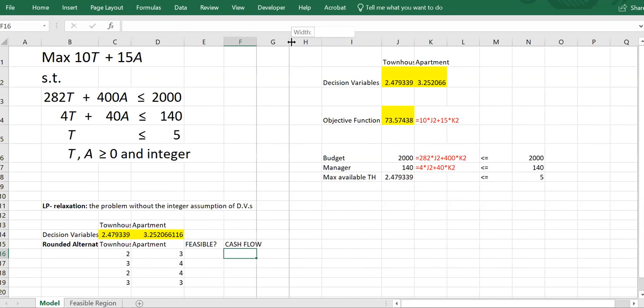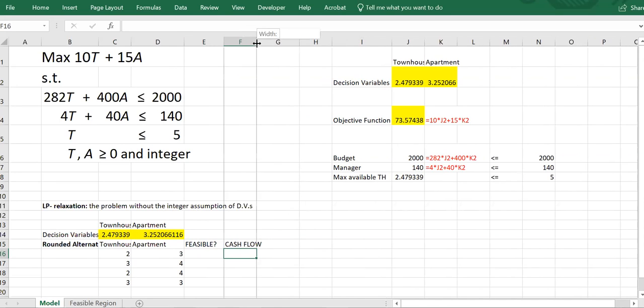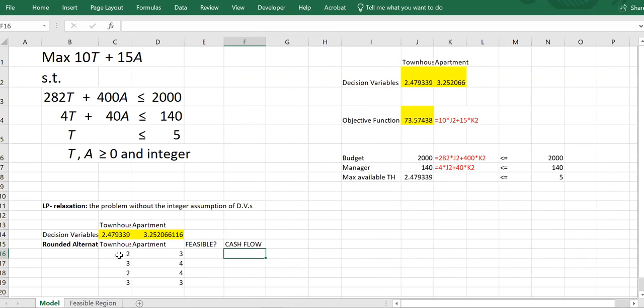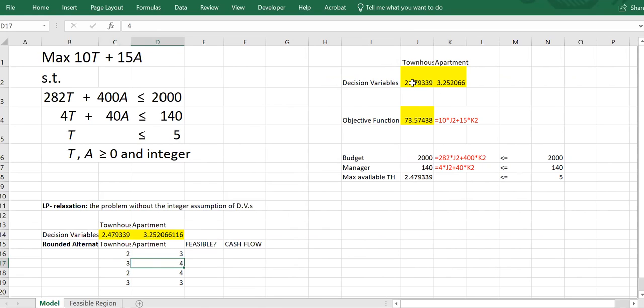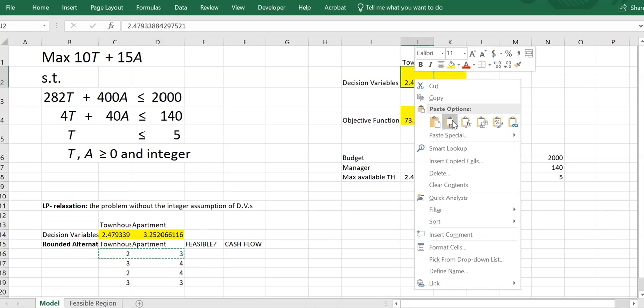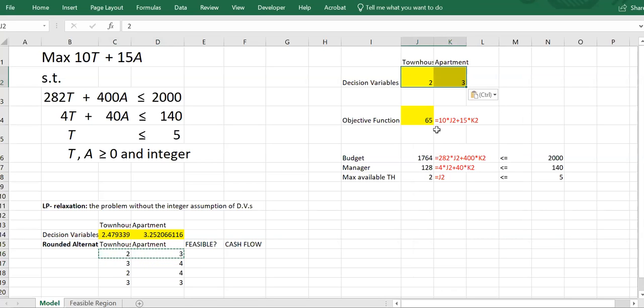So let's go ahead and check those 4 solutions. So let's say 2 and 3. What I'm going to do, I'm going to copy them from here and paste them in here. Since I have all these formulas here, it's going to check to see if they're feasible, and it's going to give me the cash flow. So let's go one by one, 2 and 3, copy and paste only the numbers.